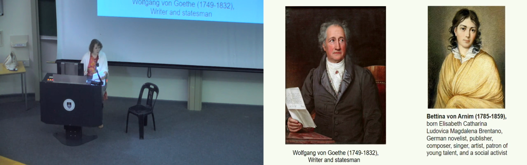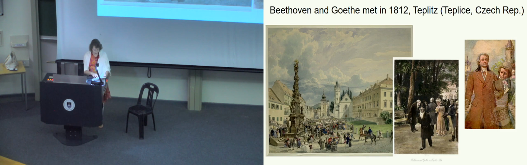Even before having met him, Beethoven greatly admired Goethe's poetry and set some of it to music as Lieder, or German art songs. Well, they eventually met in 1812 at Teplitz, a favorite summer spa of the aristocracy, whither Beethoven had gone to try and cure his deafness. And they were disappointed with each other.